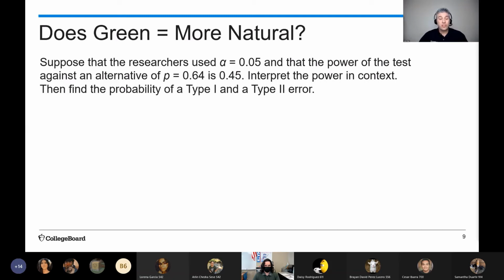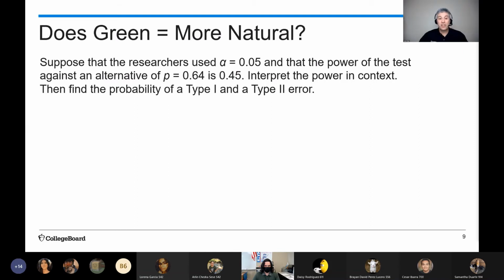So before we answer these questions, I want to reread the question because that first sentence might sound a little confusing. It says, suppose that the researchers used a significance level of 0.05. Well, that's pretty standard. And that the power of the test against an alternative of p equals 0.64 is 0.45. So we're saying the power is 0.45, and it's that number for the specific case that the truth is 0.64.